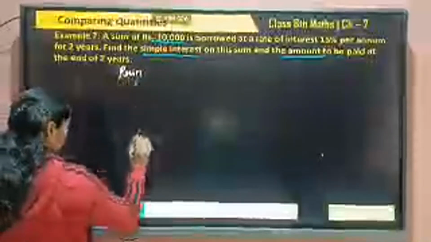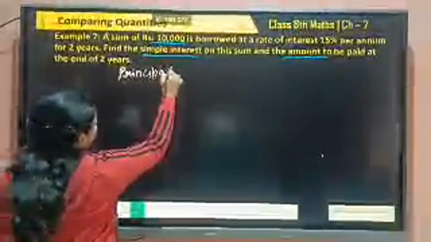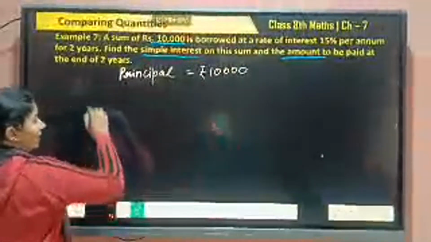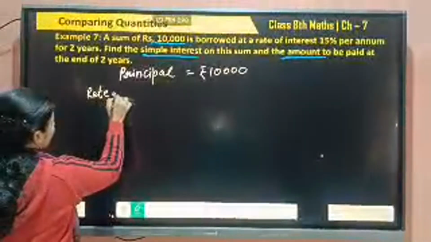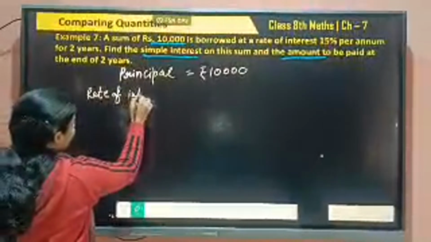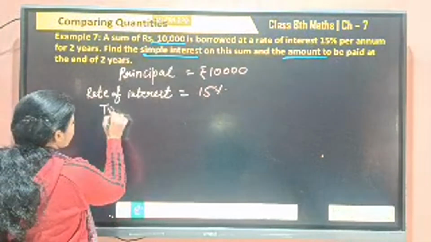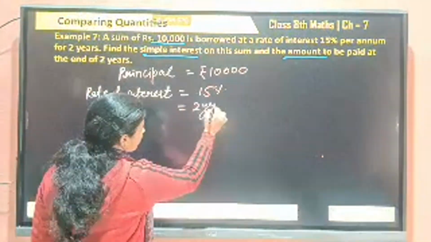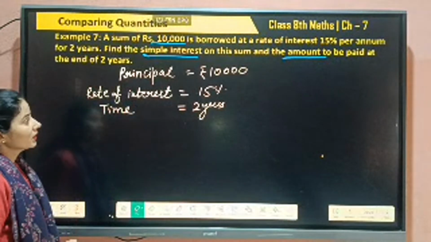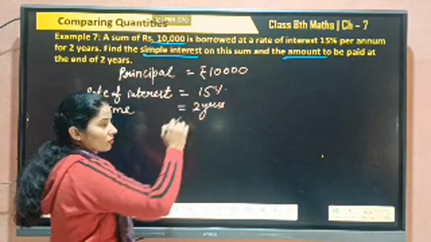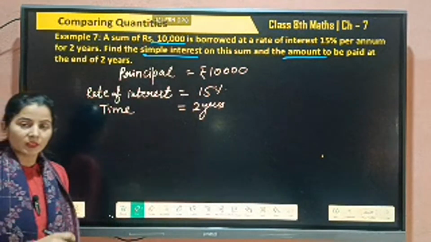What is sum? You can say principal. Principal is rupees 10,000 and rate of interest is 15%, and time is 2 years. So 15% means on rupees 100 we have to pay 15 rupees as interest.